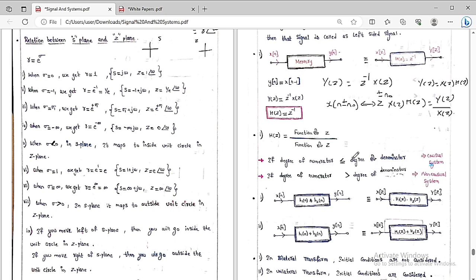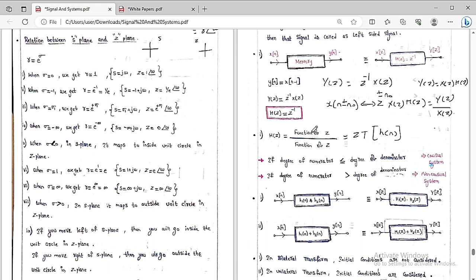Basically, I told you this concept in the system classes, but now I am going to tell you with the formulas. So you have to remember this statement, so that whenever H(z) is given, it is the Z-transform of h(n), the impulse response of an engineering system. So H(z) is equal to a function of z by a function of z.